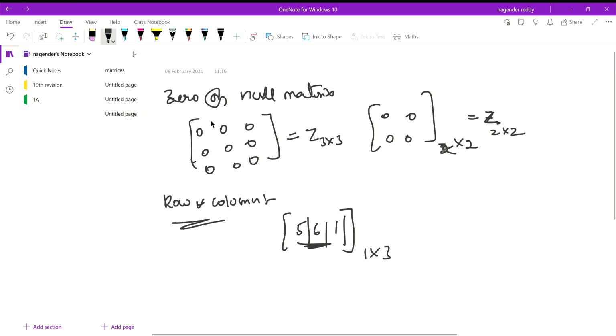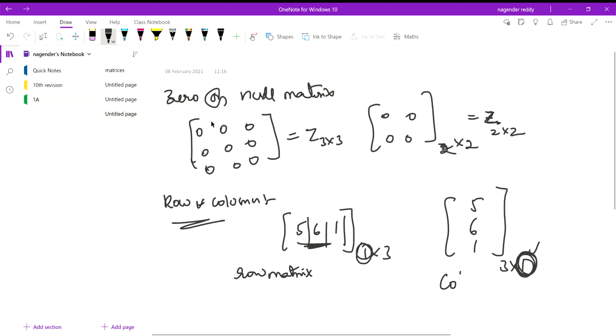That is, the order of this matrix is 1 by 3. But here, number of rows, how many do we have? 1 we have. Then it is called a row matrix. Suppose I go with the same 5 6 1. Don't go for the number of rows. The number of columns is only 1. Then it is called a column matrix.